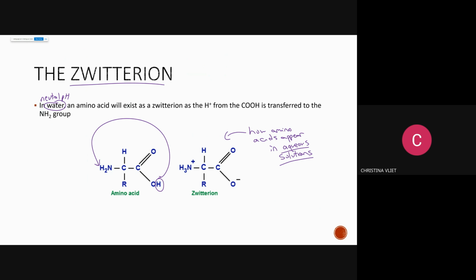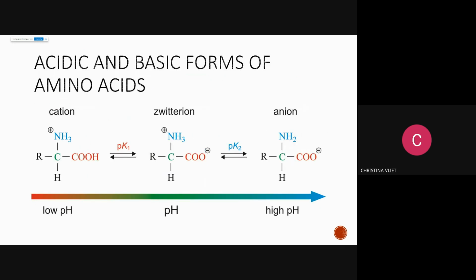Are we okay with this idea? So you are going to be asked, and I believe it was the first standard that we read, to predict an amino acid structure based on whether it is in a neutral pH, a low pH, or a high pH. So looking at this, what does a low pH mean? Lots of H plus, which means that both functional groups will be acidified. So if there's lots of H plus, both functional groups will exist in acid form.